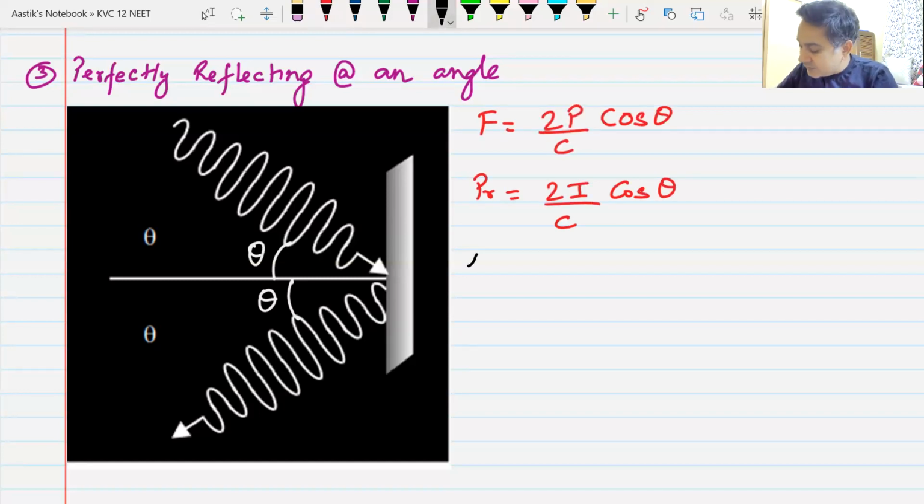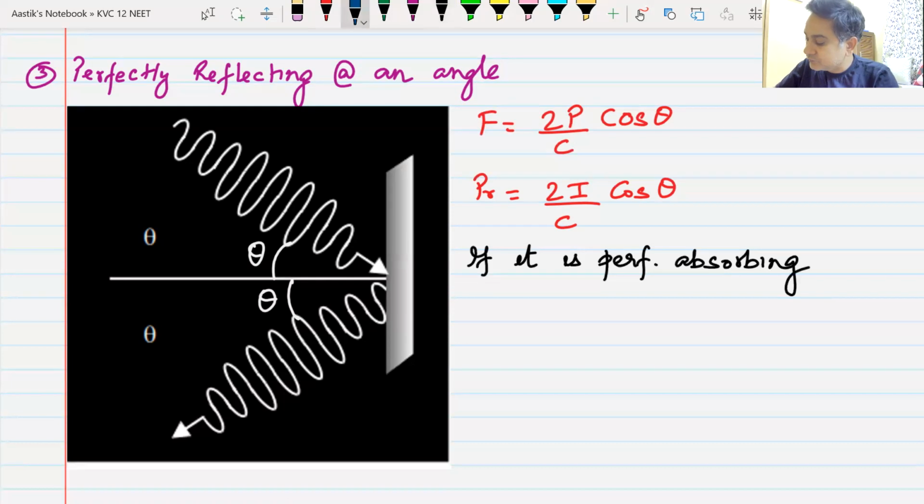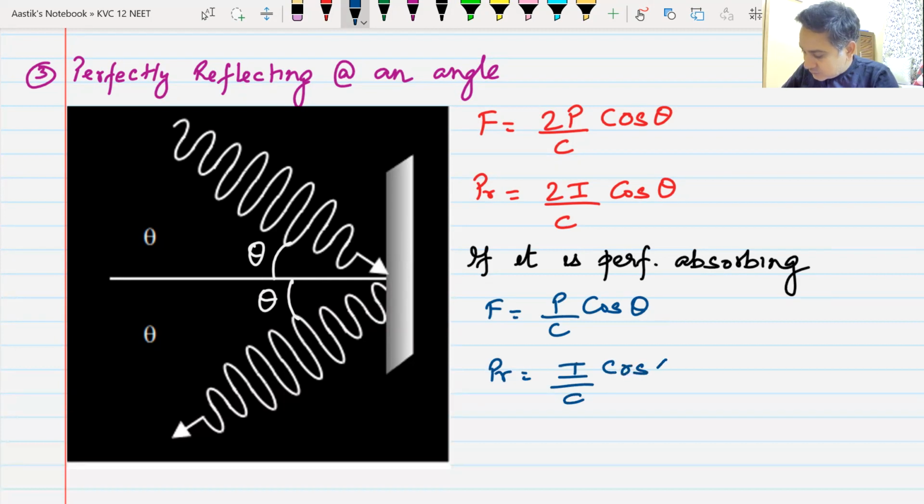Now you can also write, if it is perfectly absorbing, then the answer would be: F will be P by c cos theta. Pressure would be I by c cos theta. Do we understand this? I'll give you a minute to note it down.